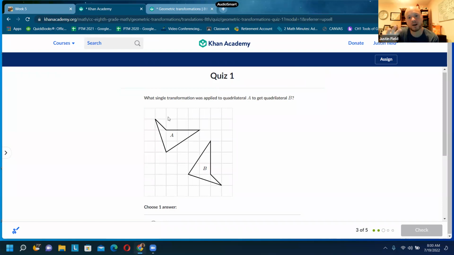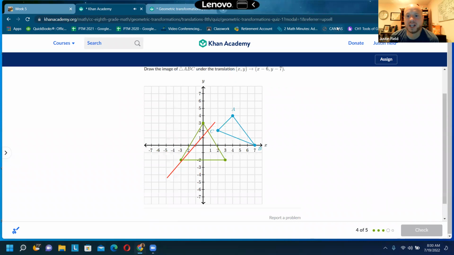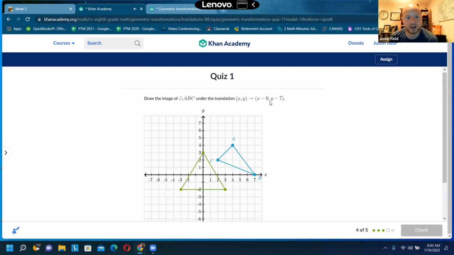Now a single transformation that applied to quadrilateral A, the pre-image, to get quadrilateral B, our image. I can see that, is there a line of reflection I could draw between them? It definitely looks like I could draw a line of reflection between them. If that's the case, it's a reflection. But it kind of looked like a rotation, didn't it?